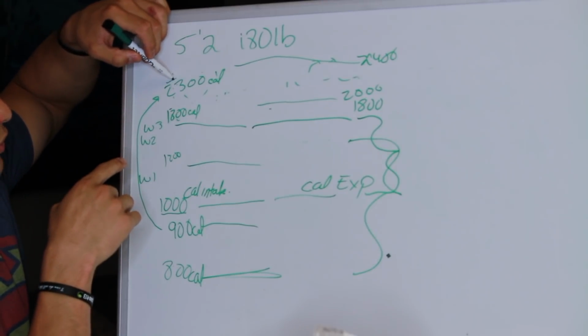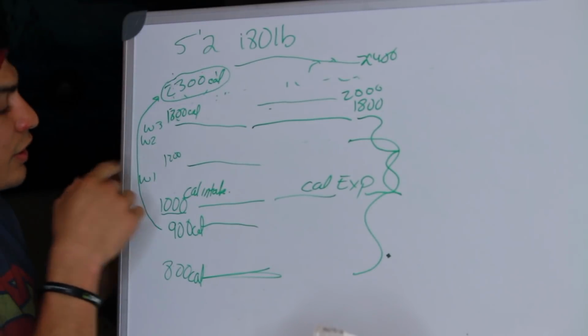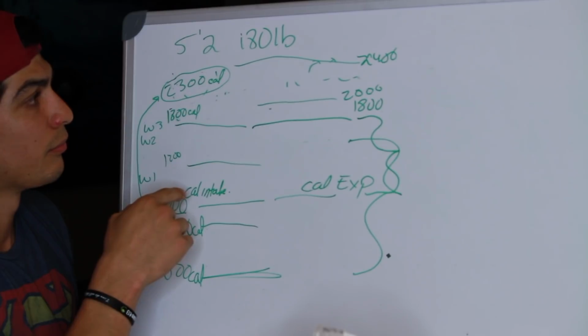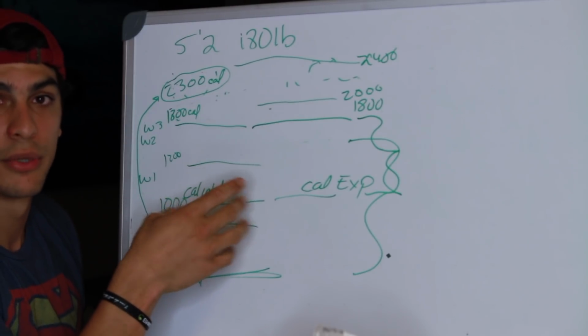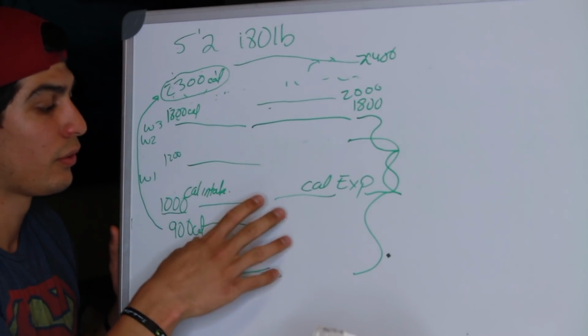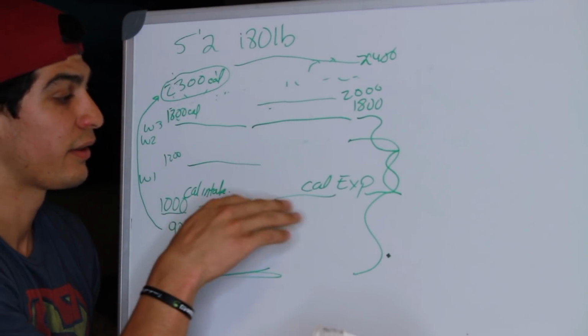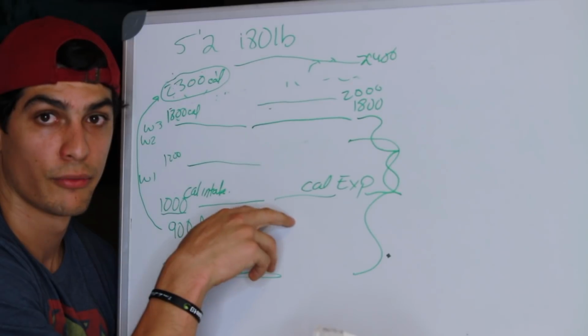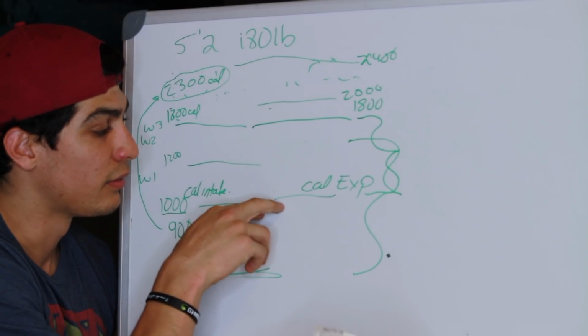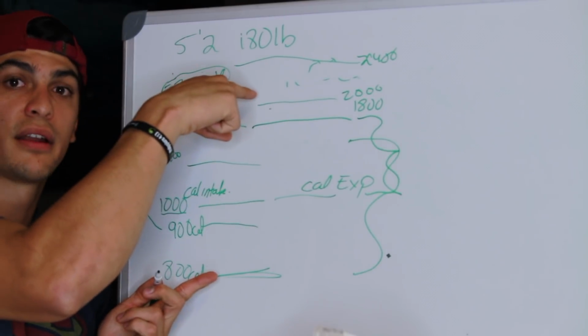So that's what we're starting at, 2,300, which is actually a little high. So we'll readjust it. But see, that's what I do with all my clients. Where are they at? What's their expenditure? What's their intake? These are the two things I look at right off the bat, and it's usually like that.